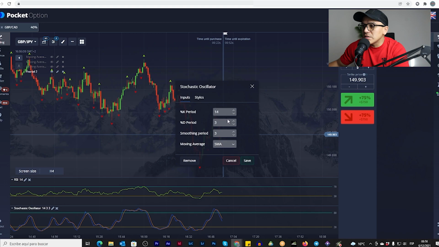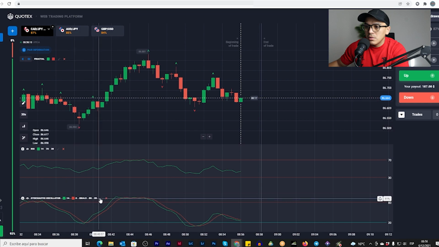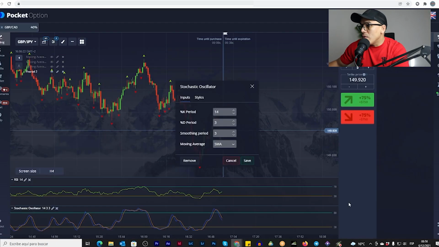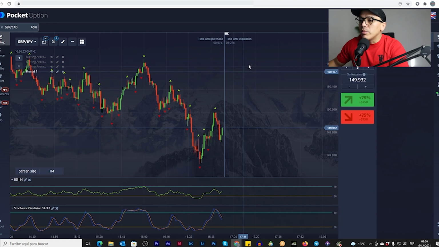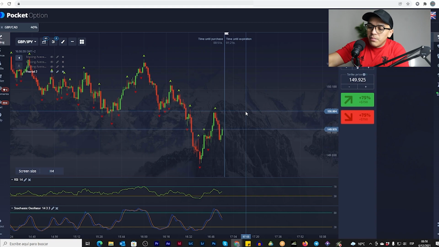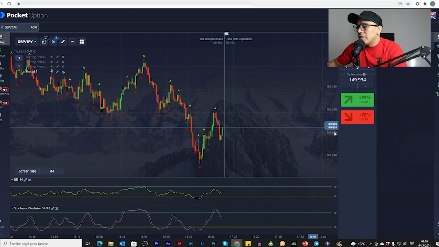Let's check the settings of the stochastic oscillator. The setting says 14, 3, 3, 80. What is this 80? Well, this is the maximum and it's good. 80 and 20 is the same, so we are good here, and it's a simple moving average. So the indicators come by default when you use both brokers. If they don't, you need to copy these settings.